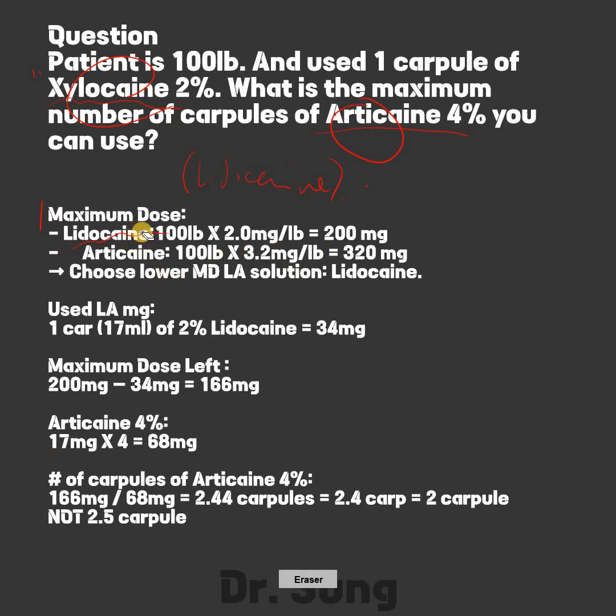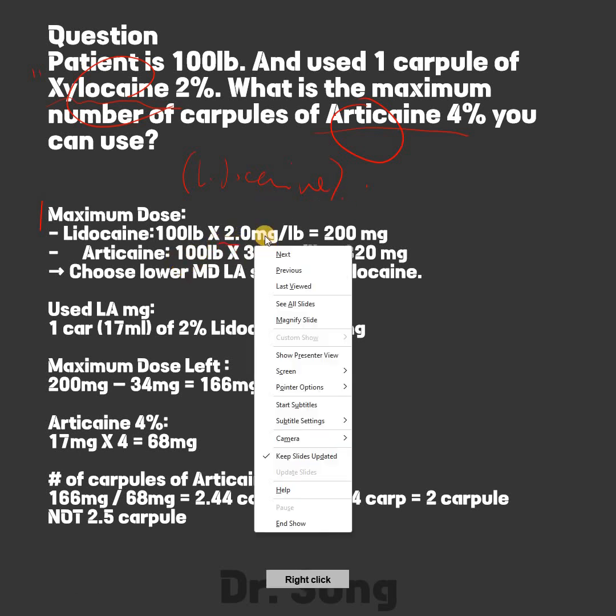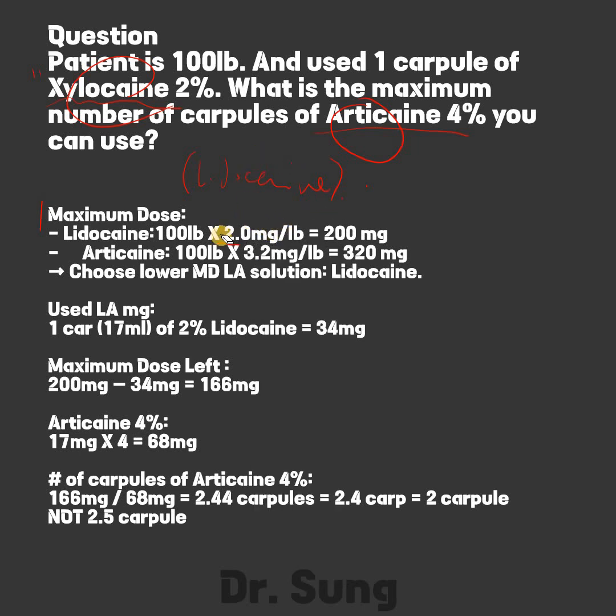If you want to know more about maximum dose, please watch part 1. So 2.0 to calculate the maximum dose times 100 pounds, the patient's weight, and it becomes 200 milligram, right? For the Articaine, if you times 3.2 milligram per pound to 100 pound, then it becomes 320 milligram, which is the higher.